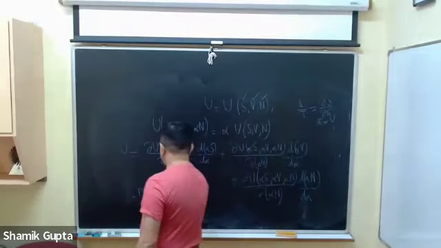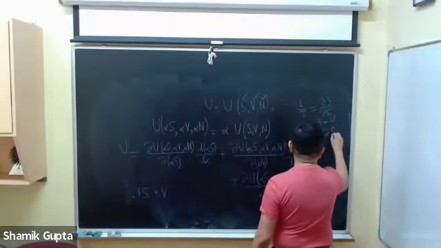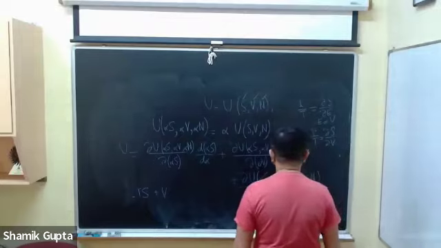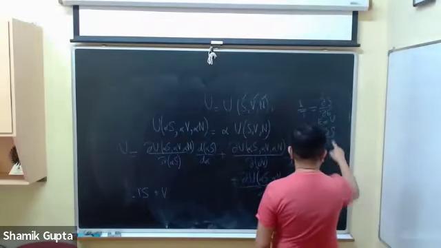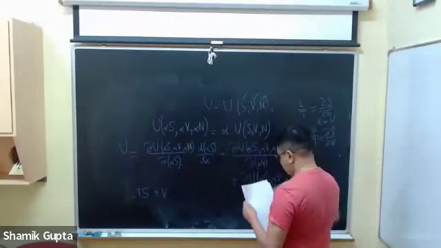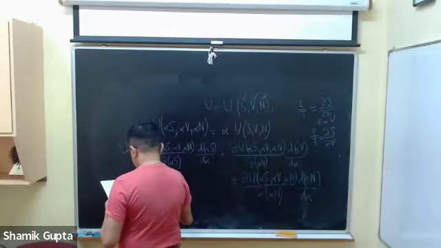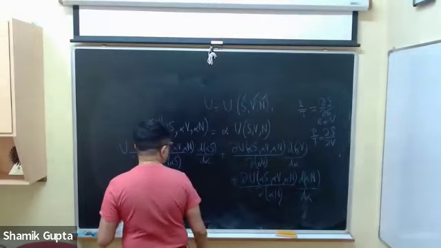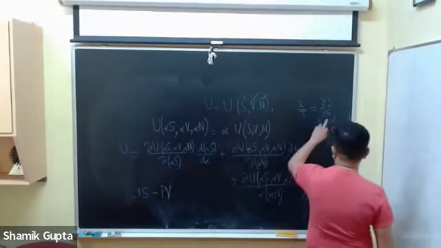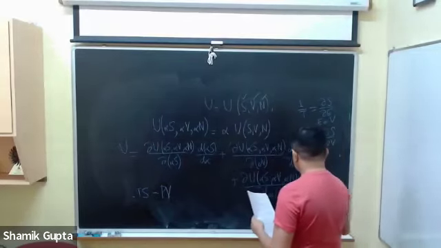Similarly, this one will give me V. And I know that del S del V is P by T, and del S del U is 1 over T. So therefore this factor will just give me minus PV. You have to just substitute this, I mean, get rid of this thing here. And the last thing is what?